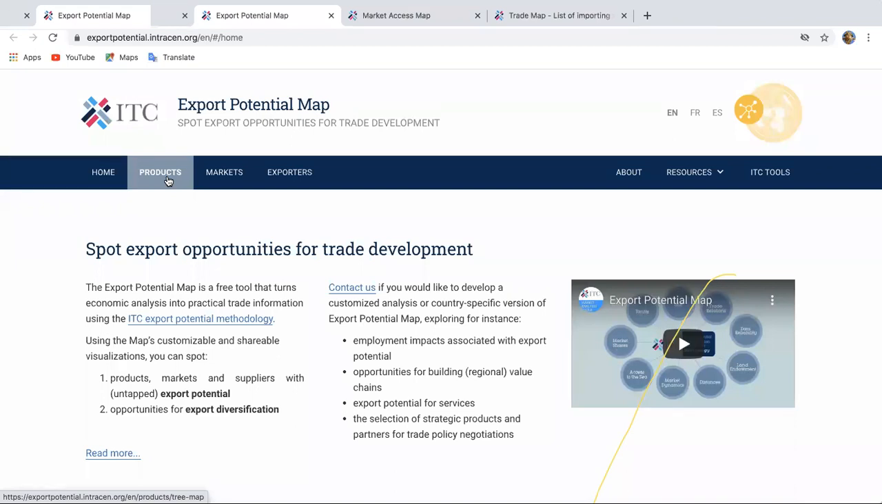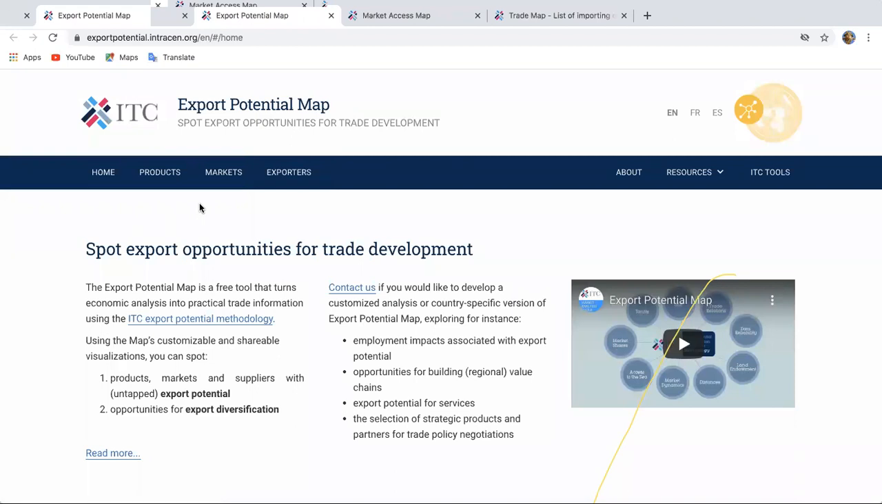It calculates for you where there is export potential for products from your country, which markets show a lot of potential for your product, or which exporters have a lot of potential for a product you are looking into importing, for example. So this is based on a lot of different variables.